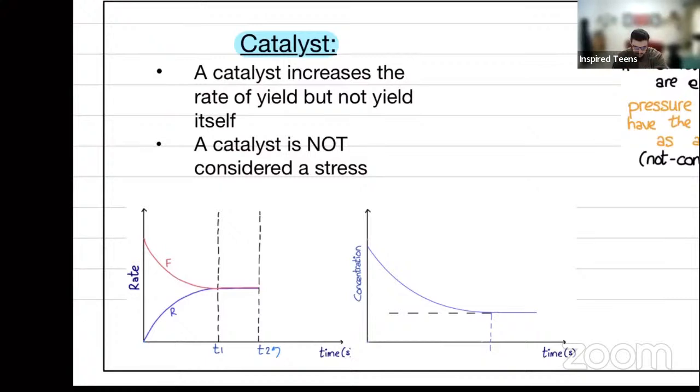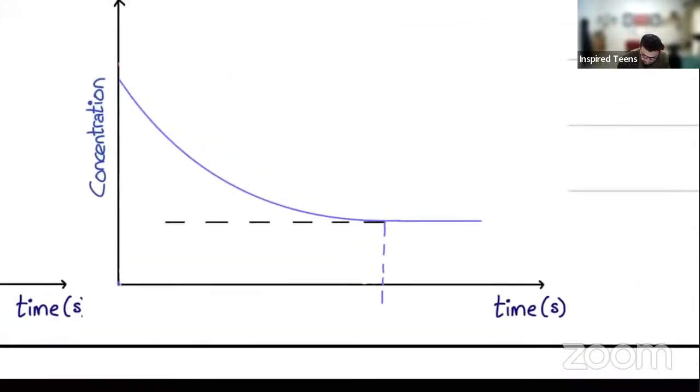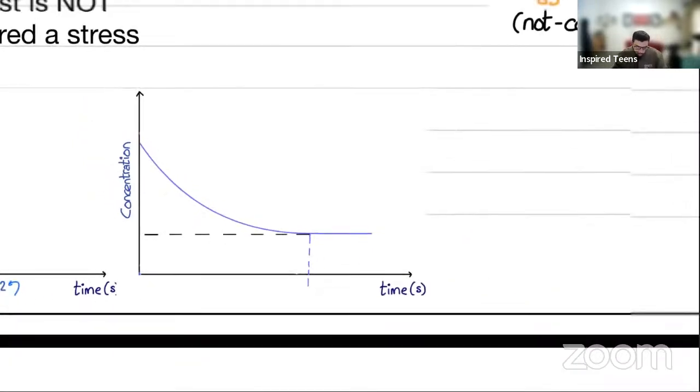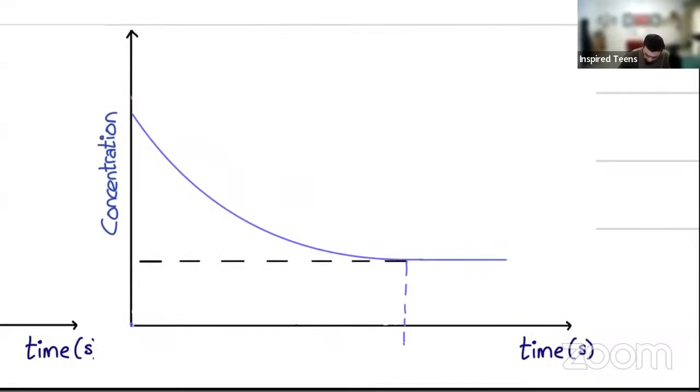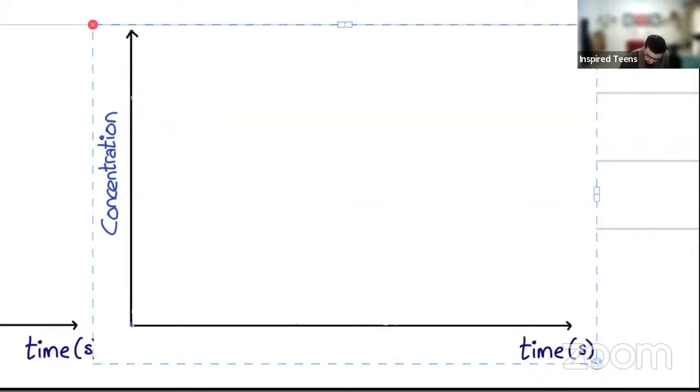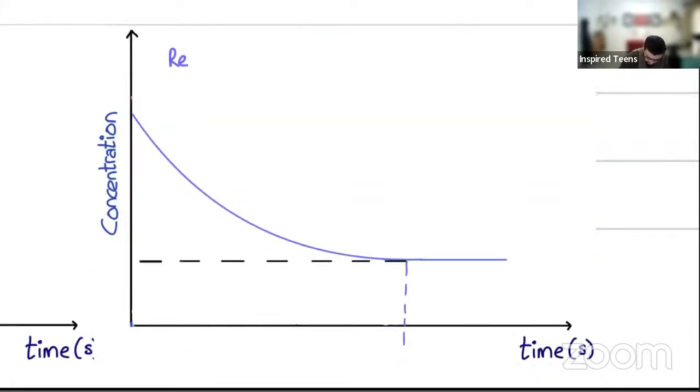So now let us discuss, firstly, the effect a catalyst has on the concentration versus time graph. Here we can see this is perhaps the concentration of one of the reactants. This is a reactant graph, the concentration versus time graph for one of the reactants.